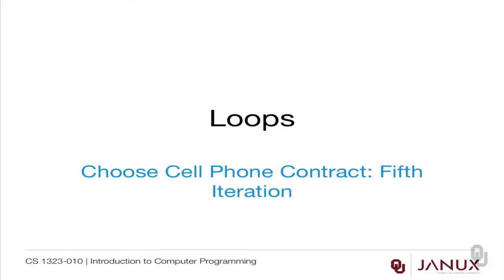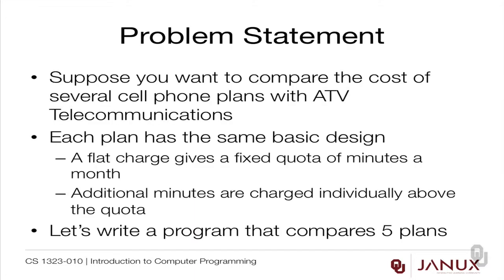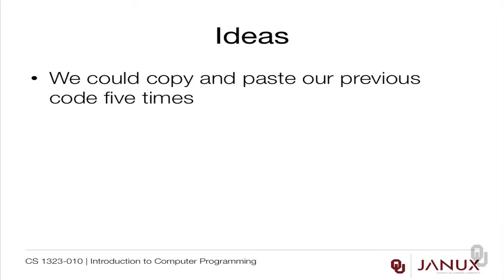Let's continue our study of loops by choosing a cell phone contract again. This is our 5th iteration of this problem. Here's the problem statement. Suppose you want to compare the cost of several cell phone plans with ATV Telecommunications. Each plan has the same basic design. A flat charge gives a fixed quota of minutes a month, and additional minutes are charged individually above that quota. Let's write a program that compares 5 plans.